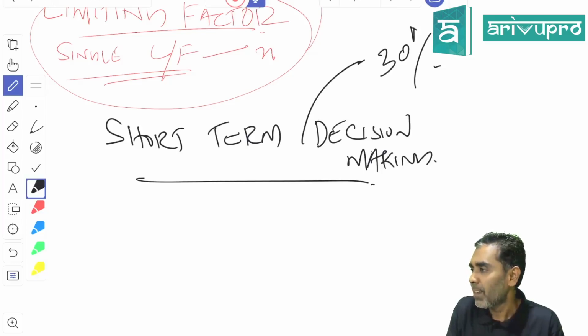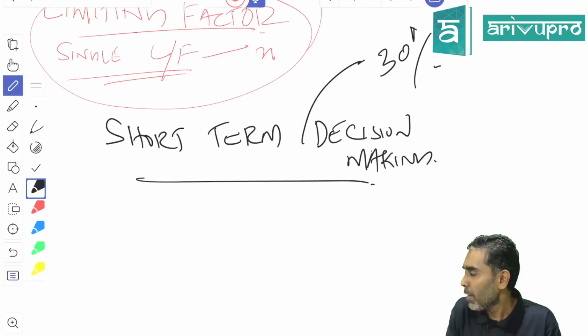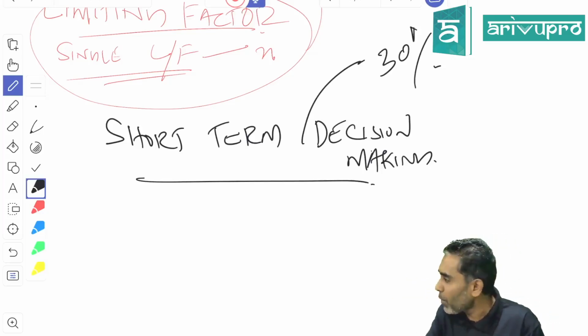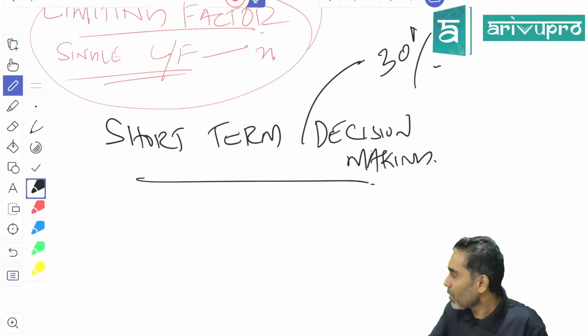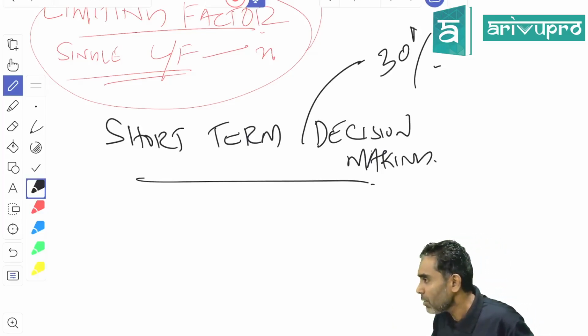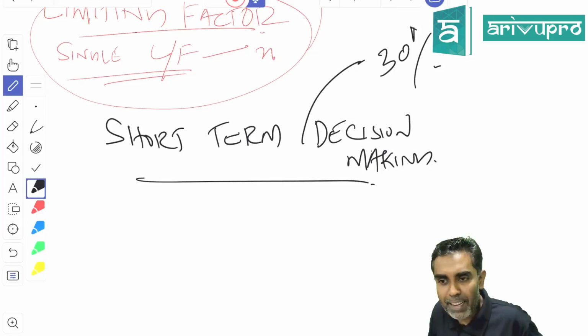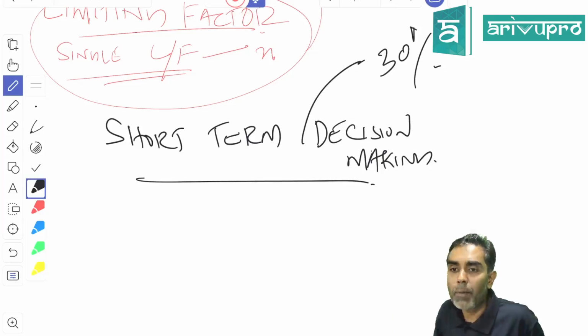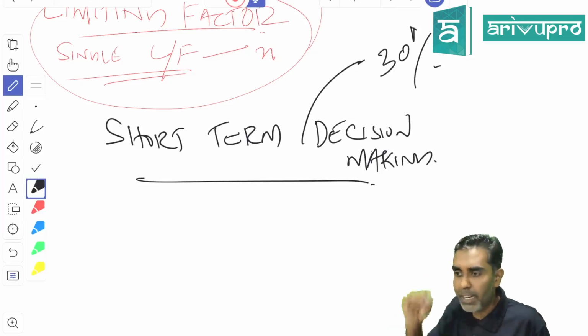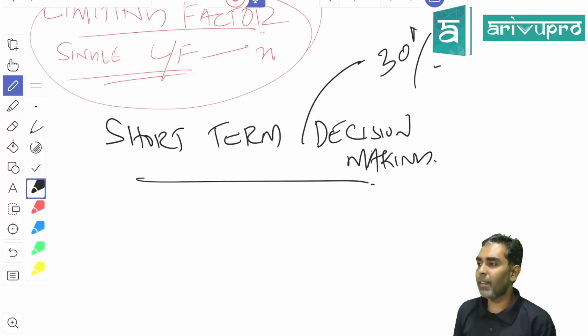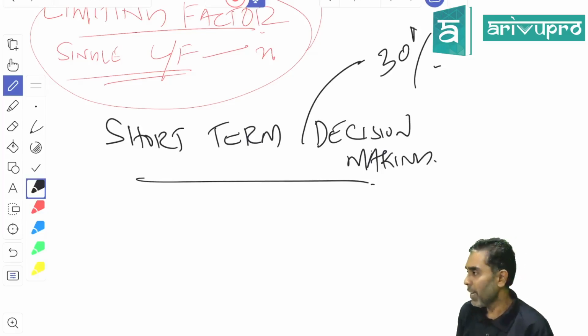Therefore, what is the summary of the short term? Contribution is important. How to calculate contribution? Sales minus all variable costs. In the short run, fixed production overheads are considered as period cost, which is not relevant for decision making. Therefore, the emphasis will be on contribution. Very simple idea. In the short run, the marginal costing system is always applied. Mark this idea quickly.